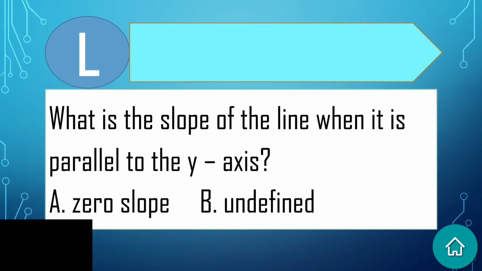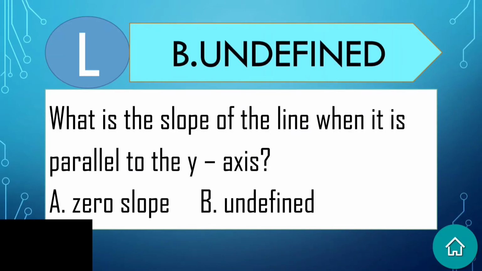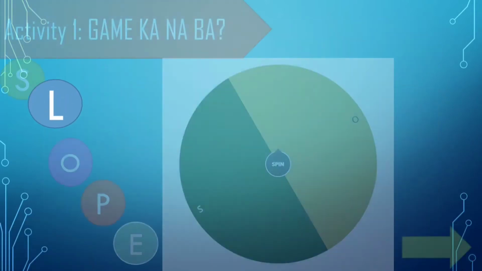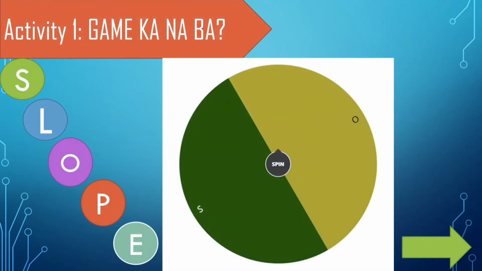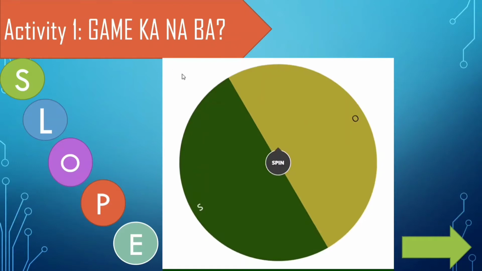Time's up. So let's reveal the correct answer in this question. So the answer is B, undefined. Did you get it? Yes, I know you got it. Very good. So few letters left. So let's proceed to the next letter. Okay, so there are only 2 letters left. That is S and O. So what do you think will be the next letter? And what do you think will be the next question? So let's start spinning.